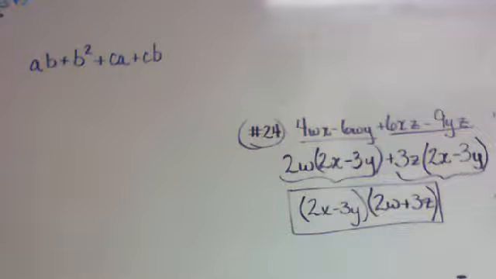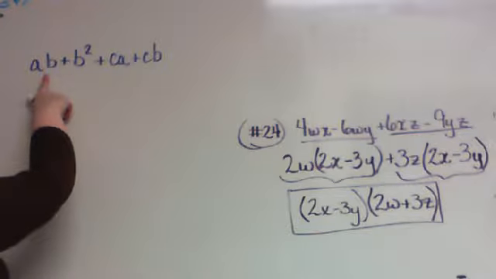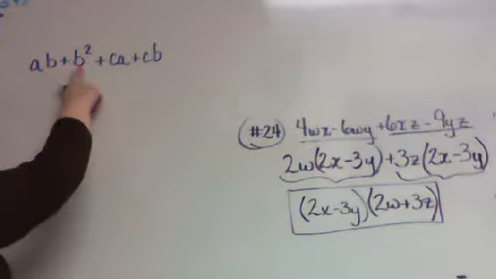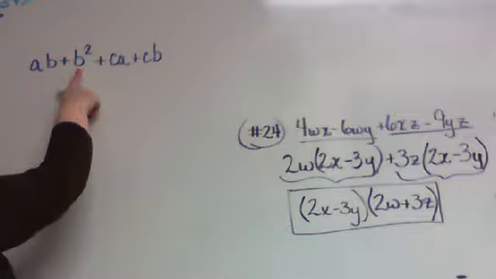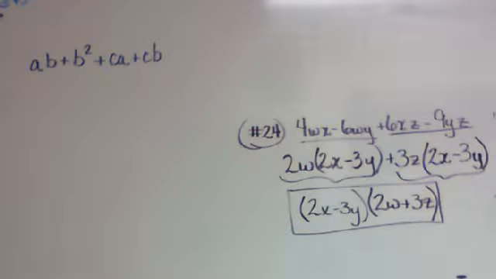So I'll look and see if there's a GCF. There are no numbers, so I don't have to worry about that. Are there any letters that are in every single term? Well, this one has an A and a B, but it doesn't have a C. So I can't use C. This one doesn't have an A, so I can't use A. And this one doesn't have a B, so I can't use B. So I don't have any GCF.